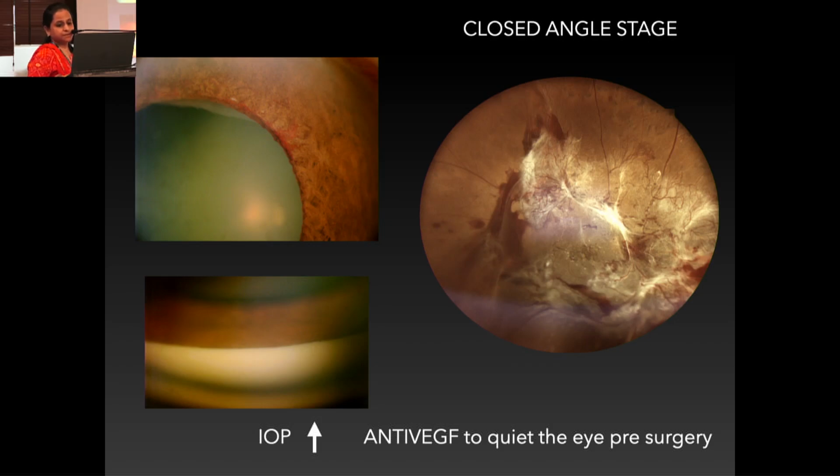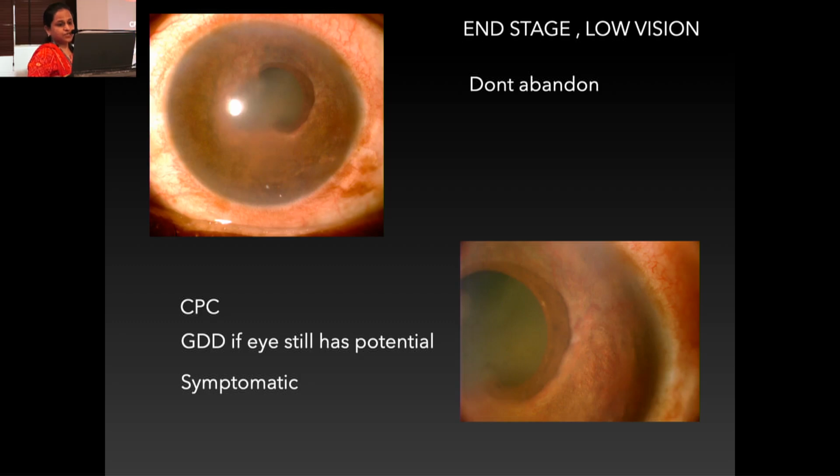In the end stage and low vision, don't abandon the eye. If there is potential, you can do a cyclophotocoagulation. Always treat symptomatically. If there is no vision in that eye, you don't have to treat these patients very aggressively. With no vision, just pain, just treat it with anti-inflammatories and atropine. But if the patient is still having high IOP and pain, then go and do CPC. If the patient is not having pain, there is no need to put him on too many medications. You can just treat symptomatically.